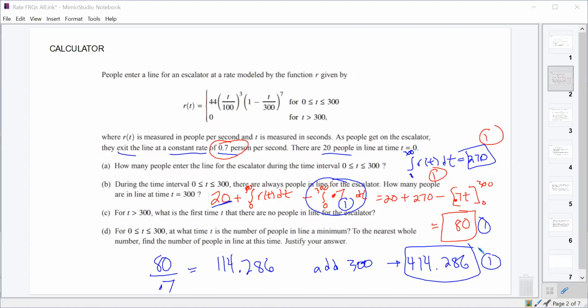I divided the 80 by 0.7 because this is the number of people that were in the line. And if I divide that by the rate at which they exit the line, that should tell me how long it takes for them all to leave, right? If I have 80 people, and let's say 80 of them leave per second, we do 80 over 80. Say it takes 1 second. If 40 leave per second, it'd be 80 over 40, 2 seconds for them all to leave the line. Well, 0.7 of a person leaves every second, so we divide 80 by 0.7. Does that make sense?